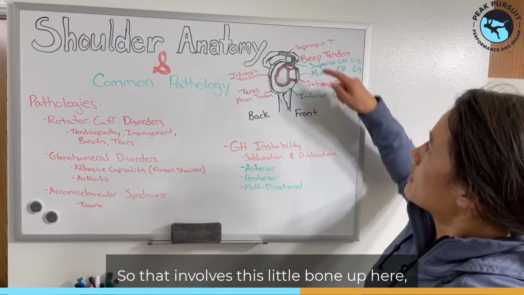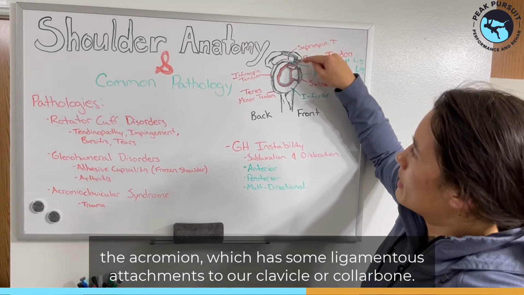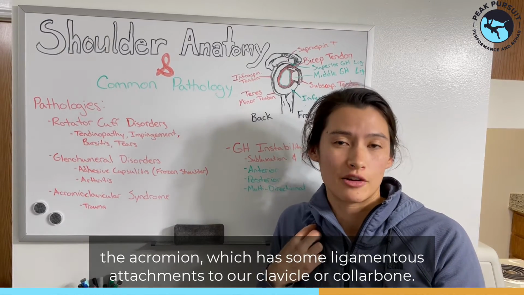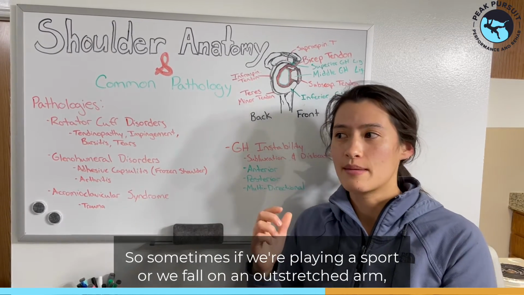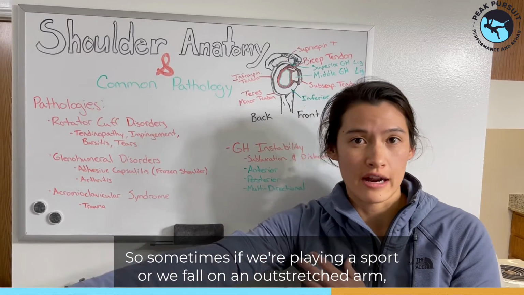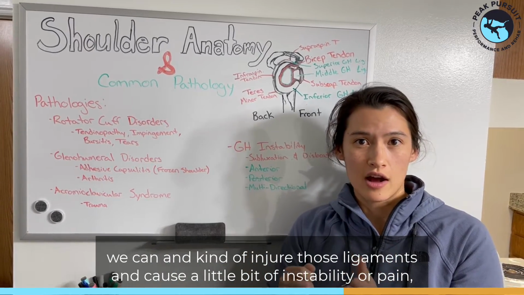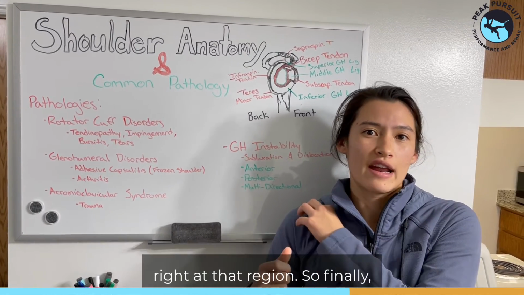So that involves this little bone up here, the acromion, which has some ligamentous attachments to our clavicle or our collarbone. So sometimes if we're playing a sport or we fall on an outstretched arm, we can kind of injure those ligaments and cause a little bit of instability or pain right at that region.